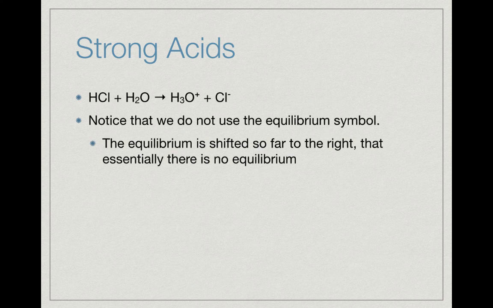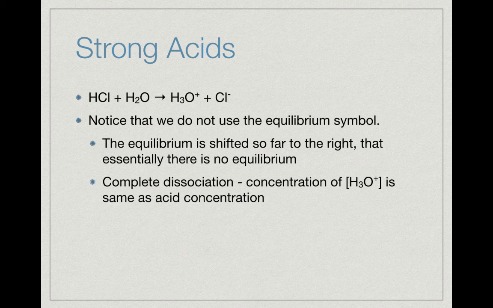So in reality, there is an equilibrium. There's pretty much always an equilibrium for any reaction, but the equilibrium is shifted so far to the right, and the amount of reactant left over is so small, that we don't worry about that equilibrium. And so we essentially say that no equilibrium exists with this reaction. We have a complete dissociation or ionization of the HCl, and as a result, with a strong acid, your concentration of the H3O plus ion is going to be the same as your initial acid concentration.